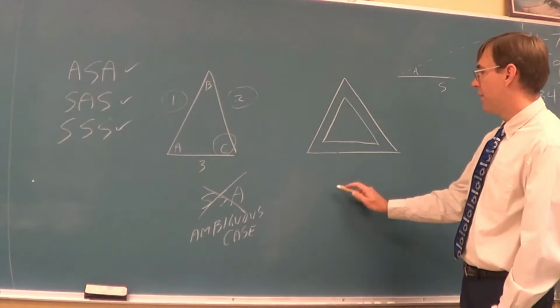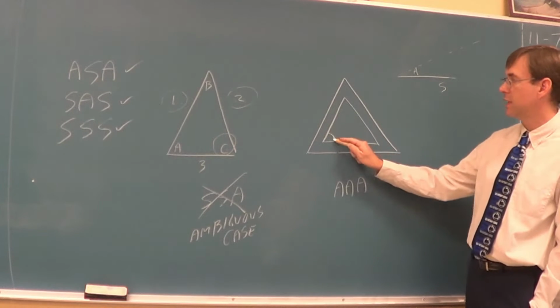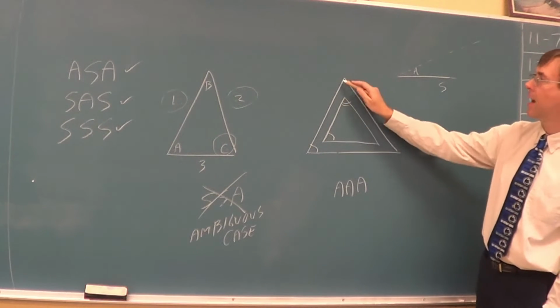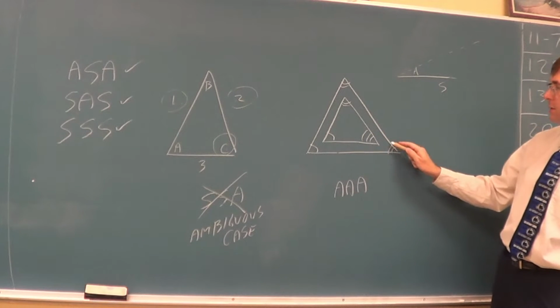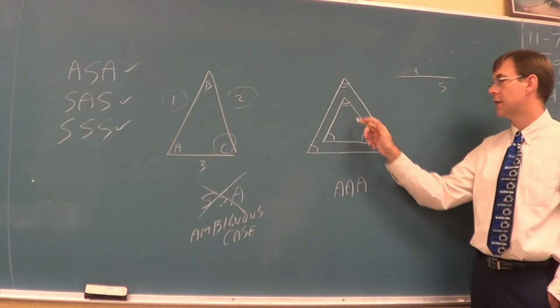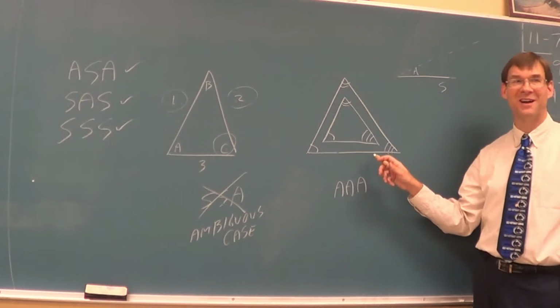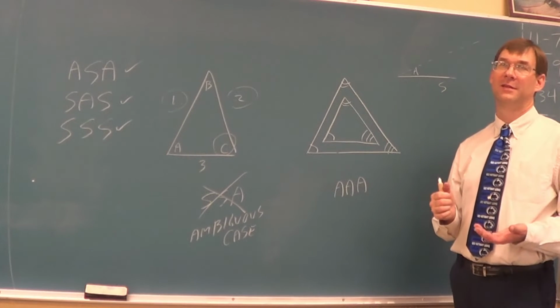AAA is another one that things don't work out very well. Here's 2 triangles. This angle absolutely matches that angle. This absolutely matches that. This, if I had a protractor, is the same as that. All 3 of those angles match all 3 of those angles. Are those 2 triangles congruent? No. What's congruent mean? Same size.